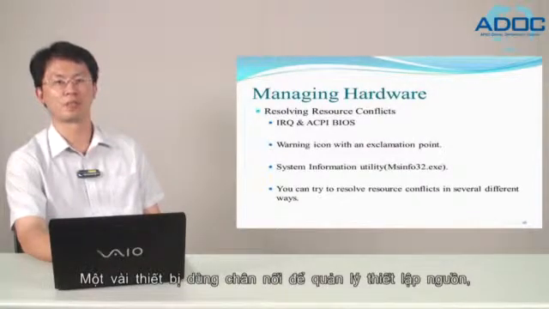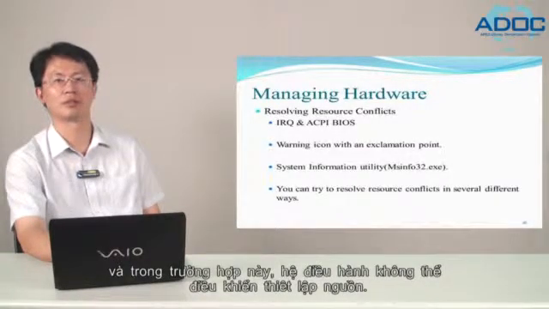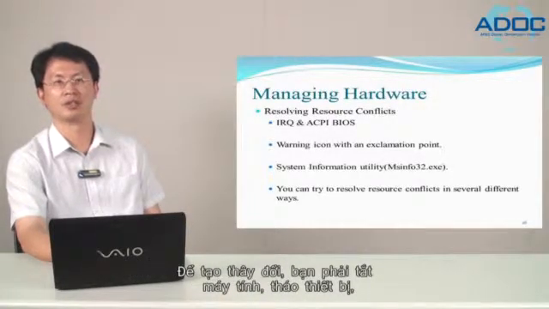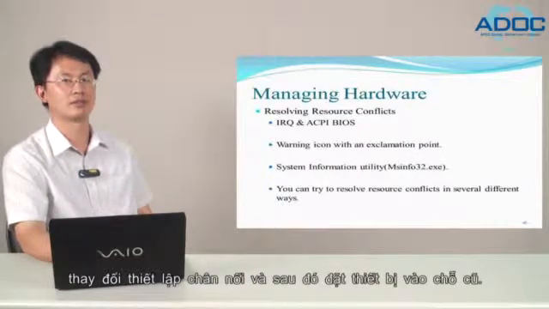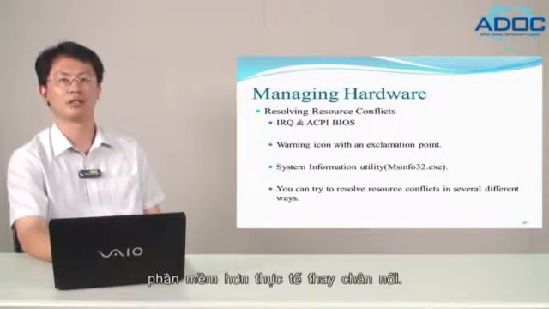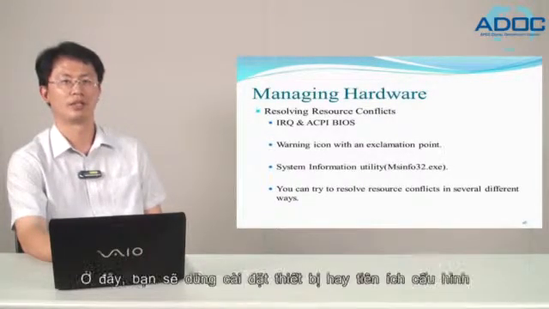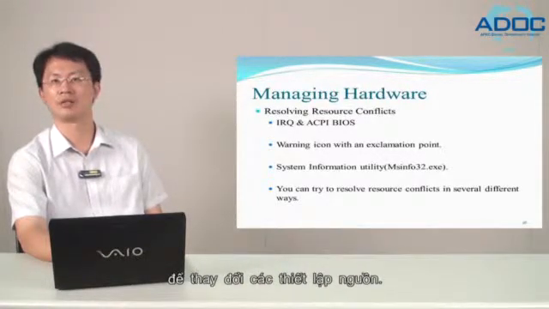And you can try to resolve resource conflicts in several different ways. Some devices use jumpers to manage resource settings. And in this case, the operating system cannot control the resource settings. To make changes, you must shut down the computer, remove the device, change the jumper settings, and then replace the device. In some cases, the jumpers are managed through software rather than an actual jumper switch. Here you would use the device setup or configuration utility to change the resource settings.